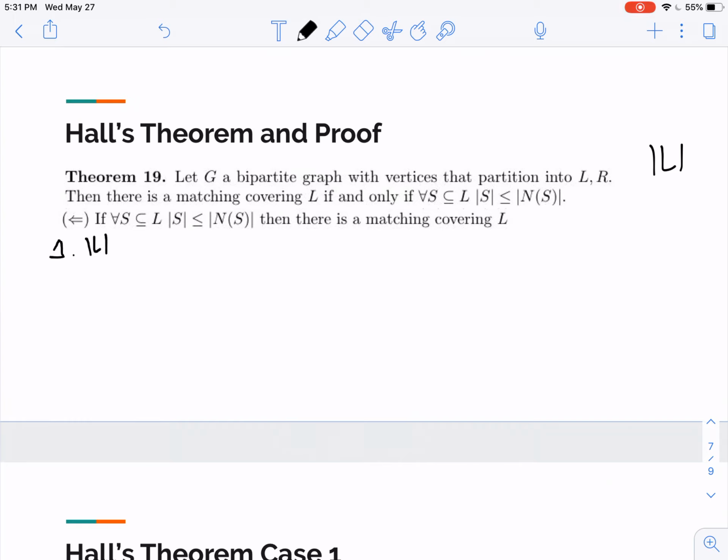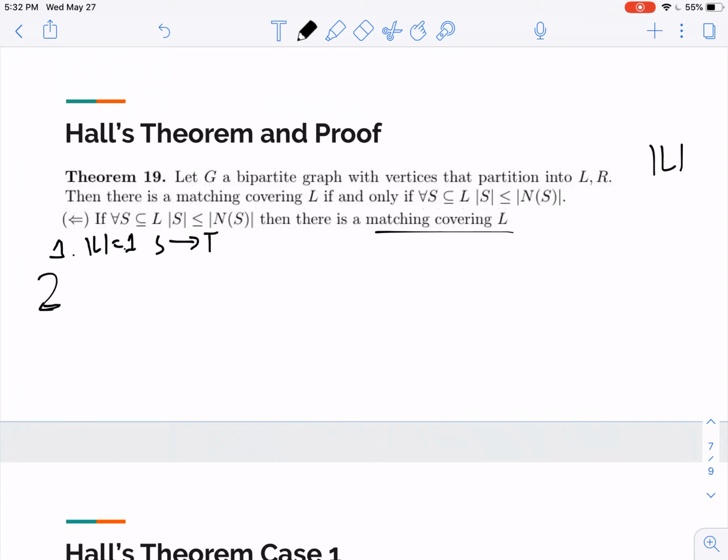First, we have the base case, which is that there is one student. If there's one student, we know by hypothesis that that student prefers at least one tutor, so we just assign them to that tutor, and now we have a matching covering all of L since there's only one student. Now for the inductive step.